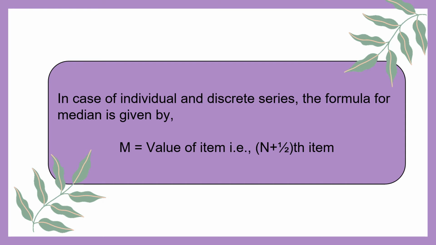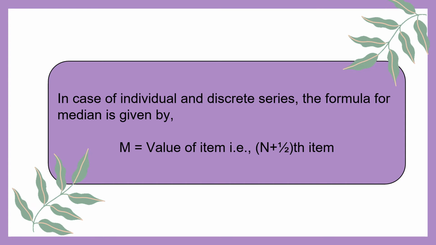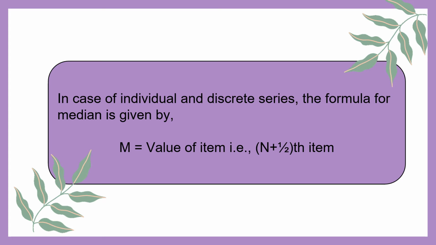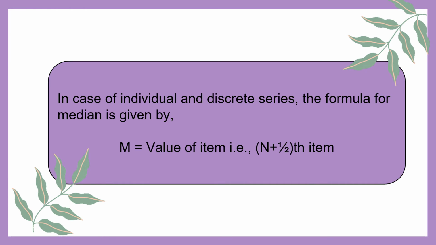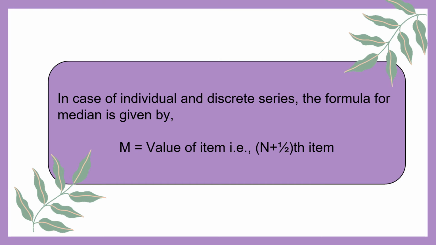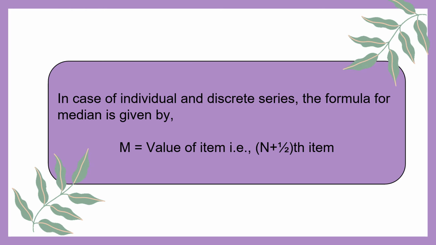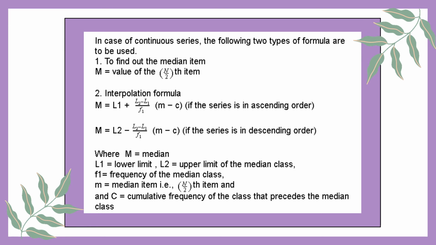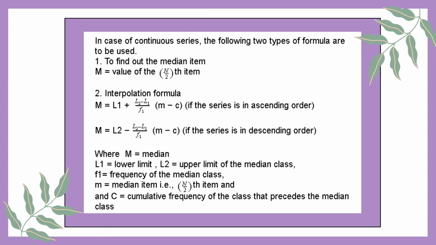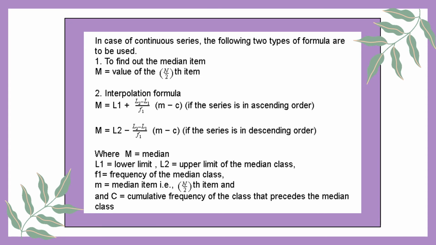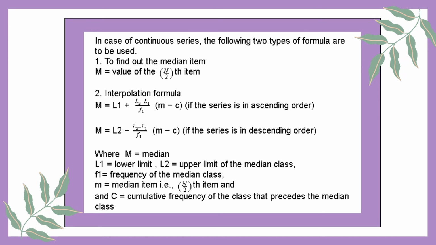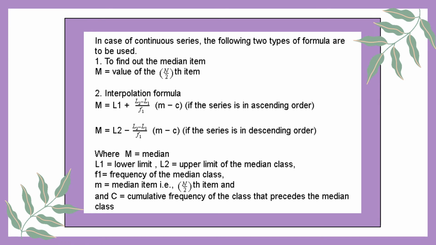In case of individual and discrete series, the formula for median is given by M is equal to the value of item, that is (N plus 1) by 2 th term. In case of continuous series, the following two types of formula are to be used. One, to find out the median item, then M value is N by 2 th term.